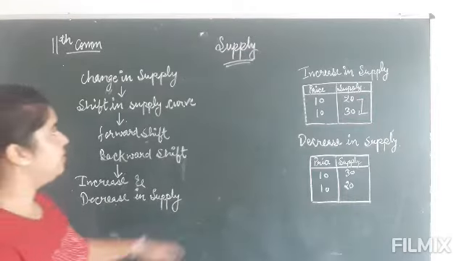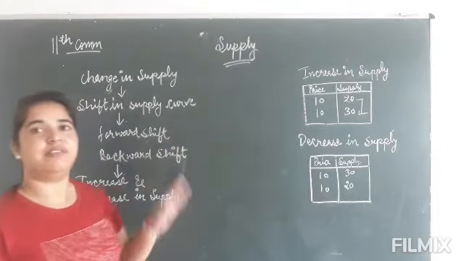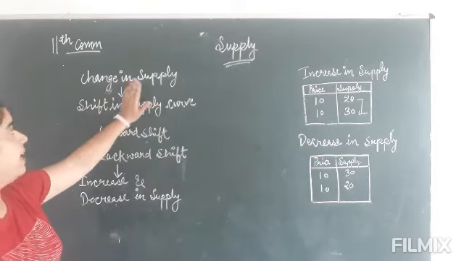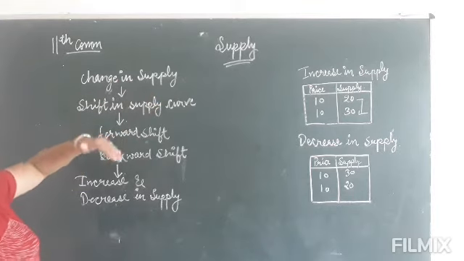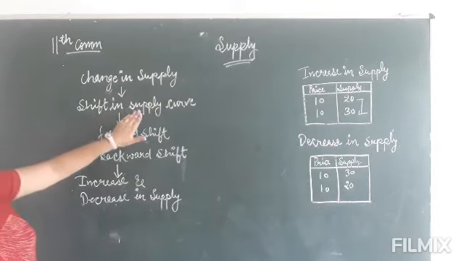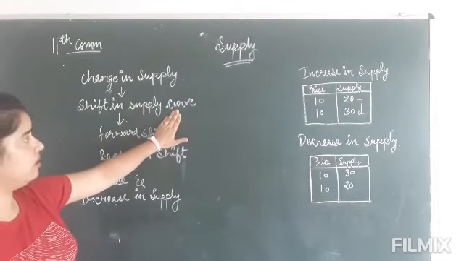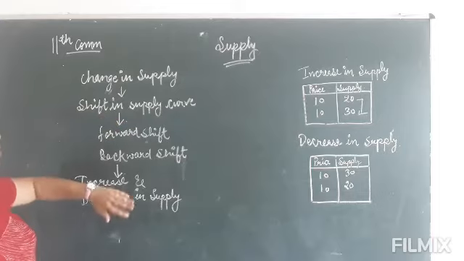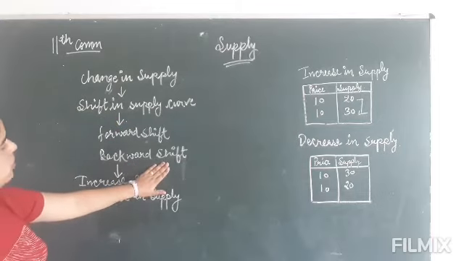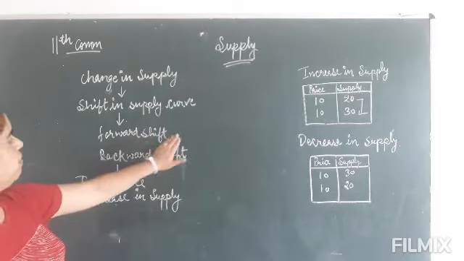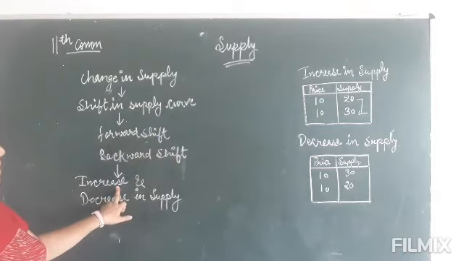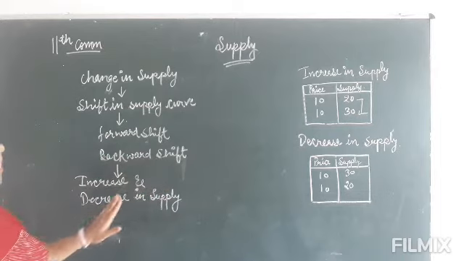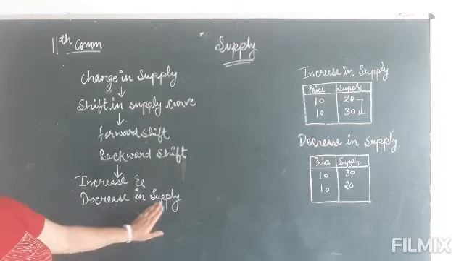Hello everybody, we were doing supply, and under supply we are going to do the second condition, that is change in supply. This change in supply can also be called a shift in the supply curve. When we draw the curve, you will see how this shift occurred, and this shift can be of two types, forward shift and backward shift. If a shift is forward, that is known as increase in supply, and if a shift is backward, it will be known as a decrease in supply.